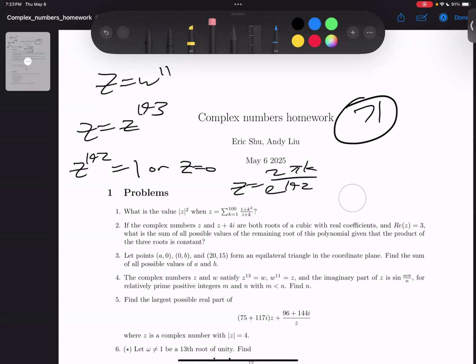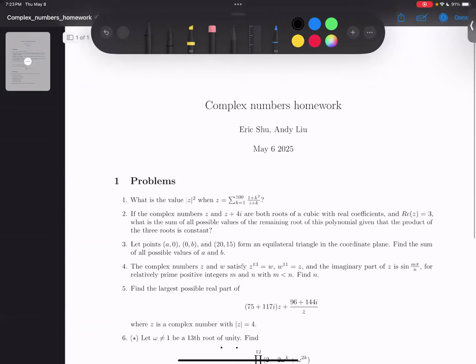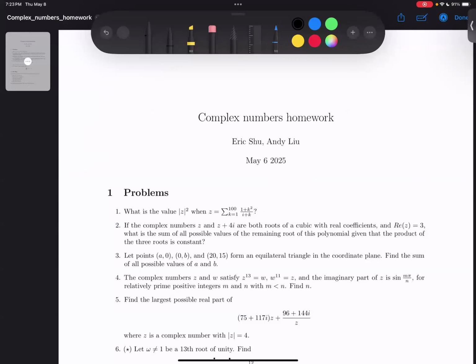Okay. For number 5, there is a nice geometric solution, but since we are in a class with complex numbers, I will go over the horrible substituting complex number solution instead.